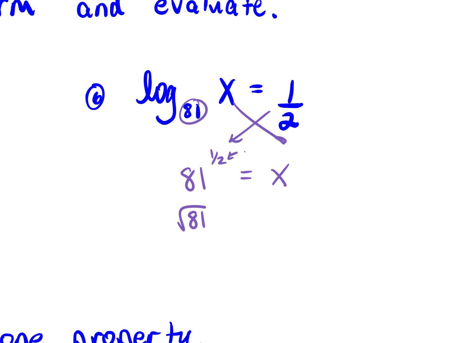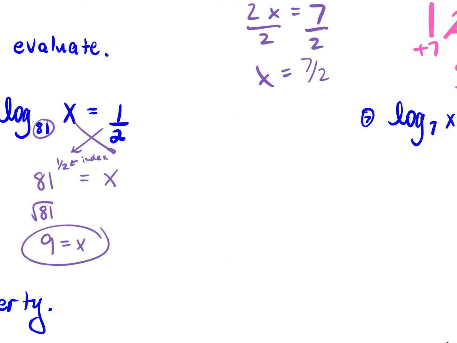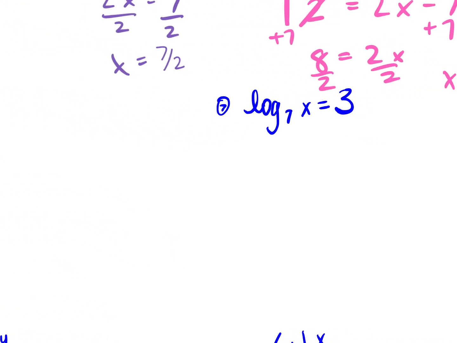The number on the bottom would be our index, so that's what goes out front, but here the 2 as an index is implied. What's the square root of 81? 9, so 9 equals x. Any questions there? All right, 7.